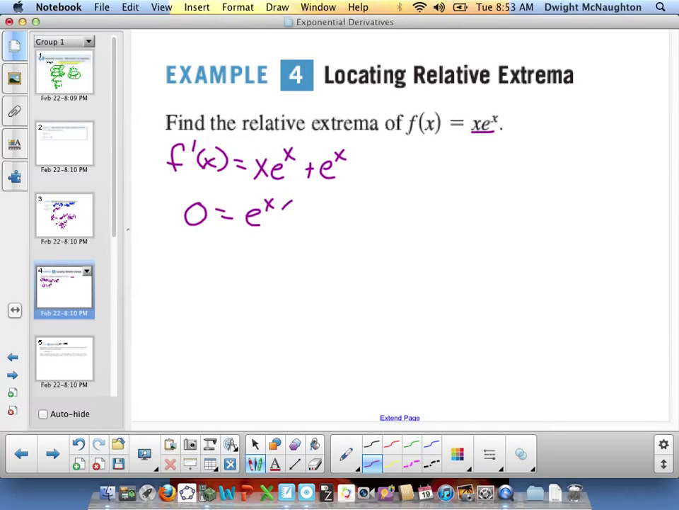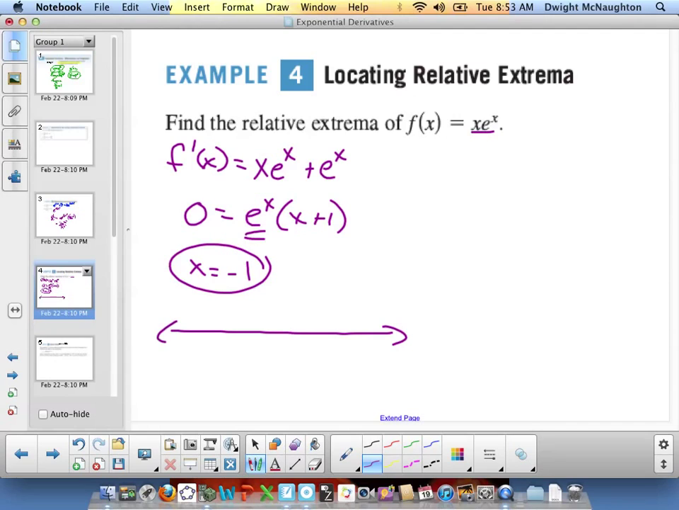E to the x comes out. We got e to the x times x plus 1. Now, using the zero product property, e to the x will never be 0 because that's not in the range. But x plus 1 can be 0 when x equals negative 1. So our critical number is x equals negative 1. We will go through, do a sign chart, and check the left and the right.